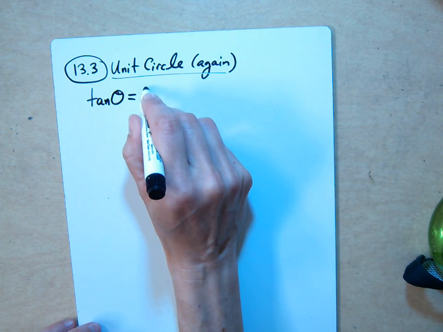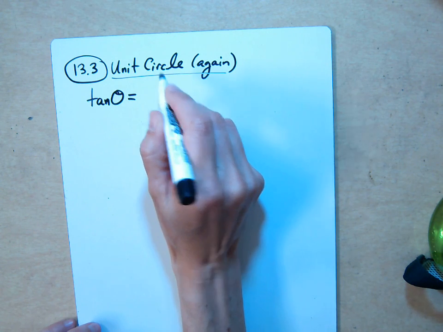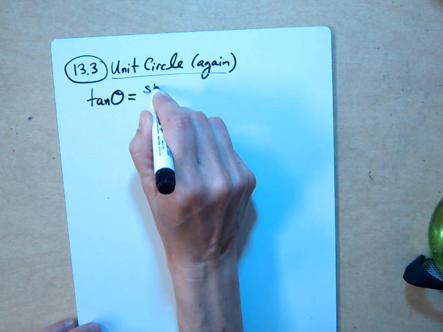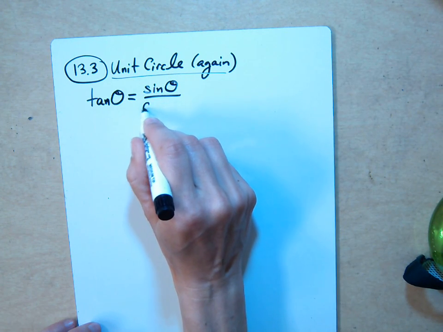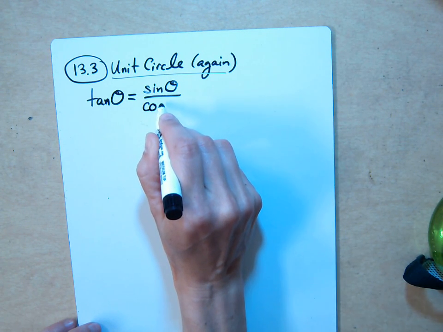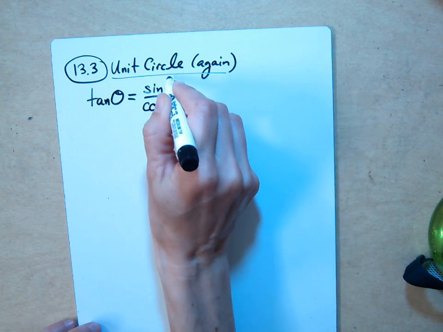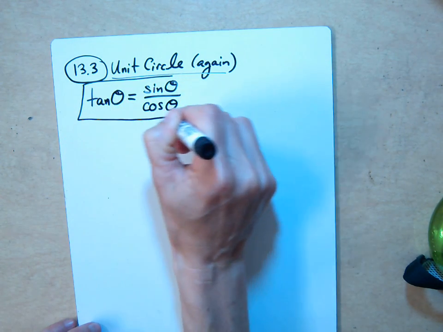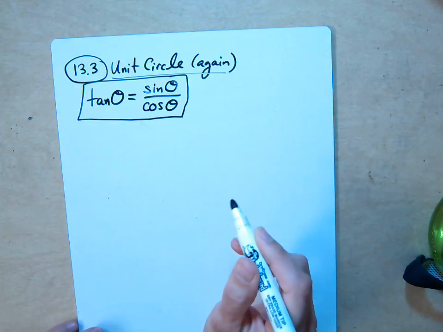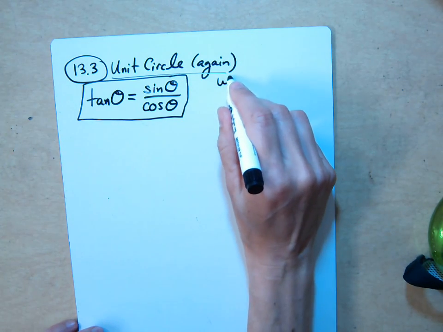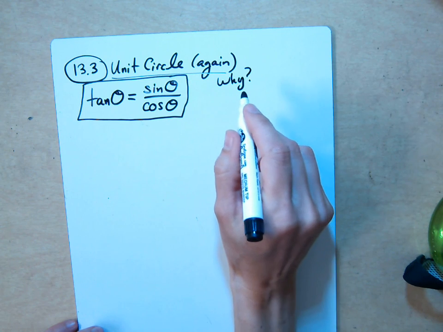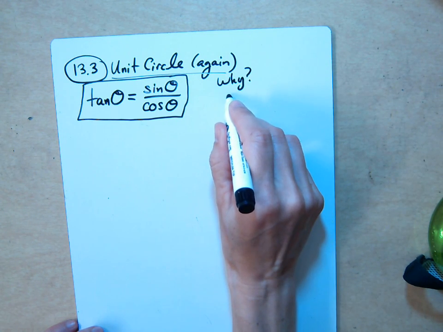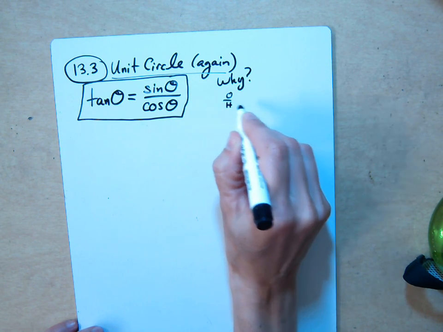To find the tangent, sometimes you can look at a right triangle and do opposite over adjacent, but sometimes you can't. So the definition is always the sine of the angle divided by the cosine of the angle. So that is one of your trig identities. It's always true. And now I'll explain the reason why is very simple, because the sine is opposite over hypotenuse.